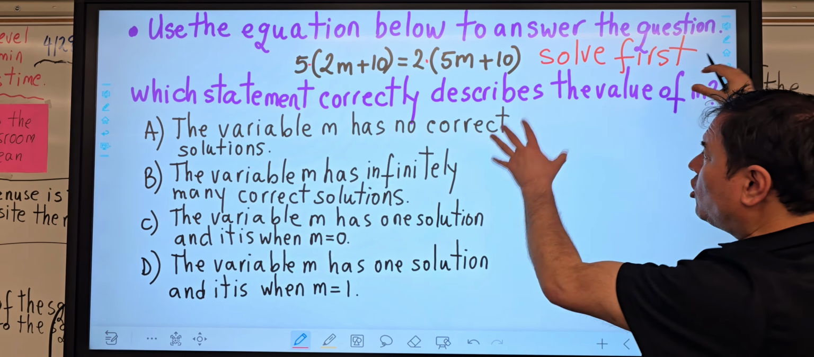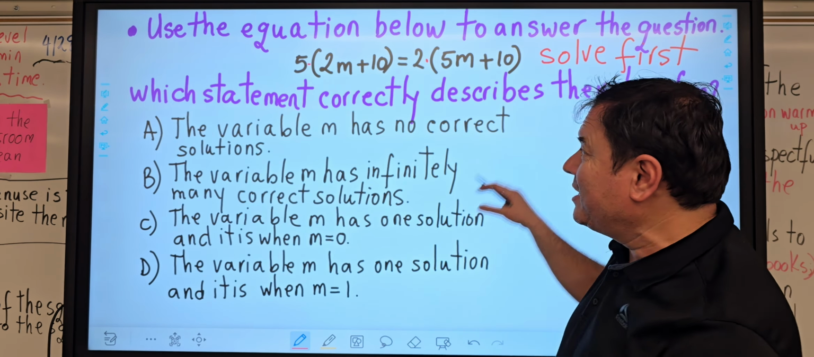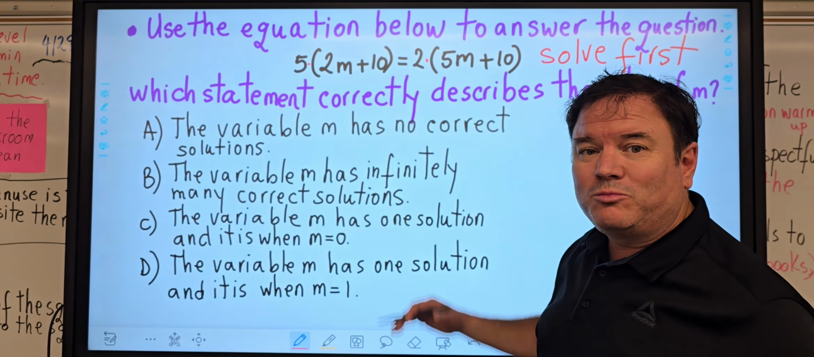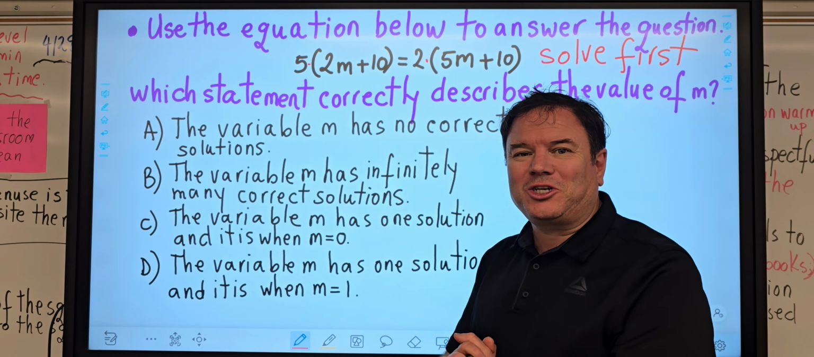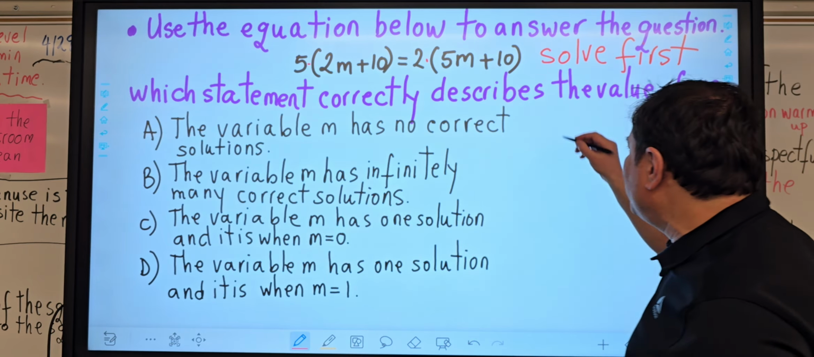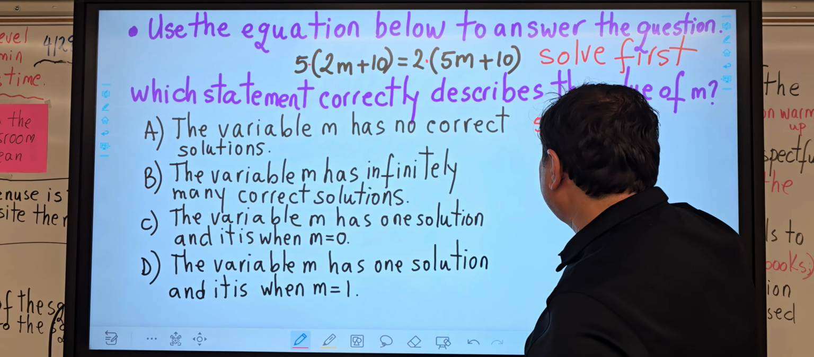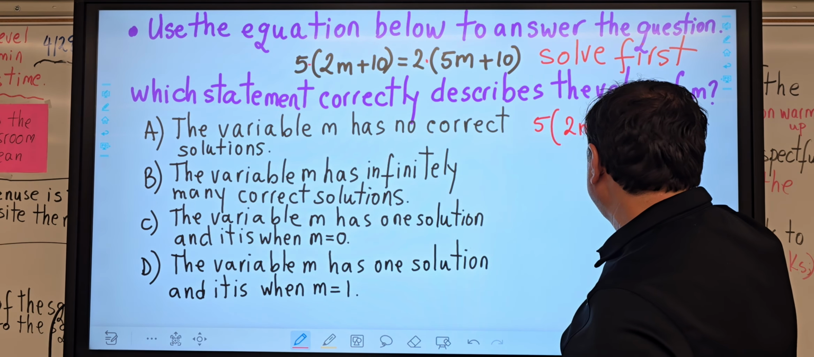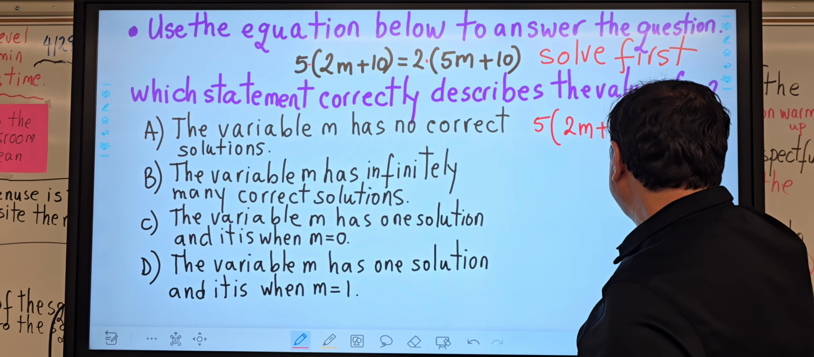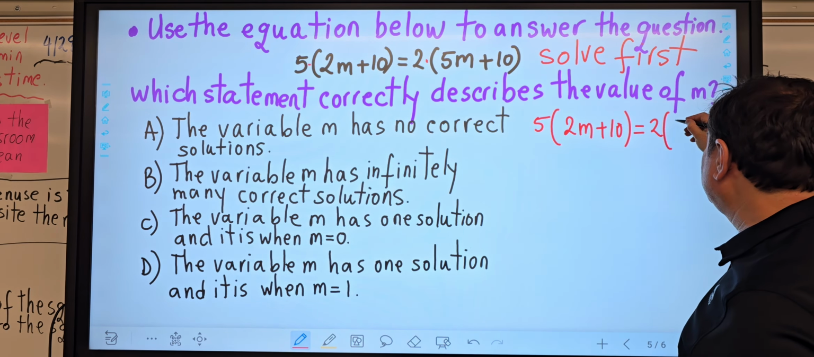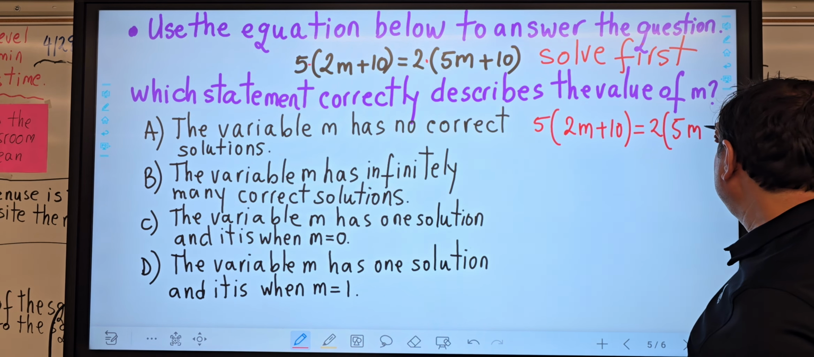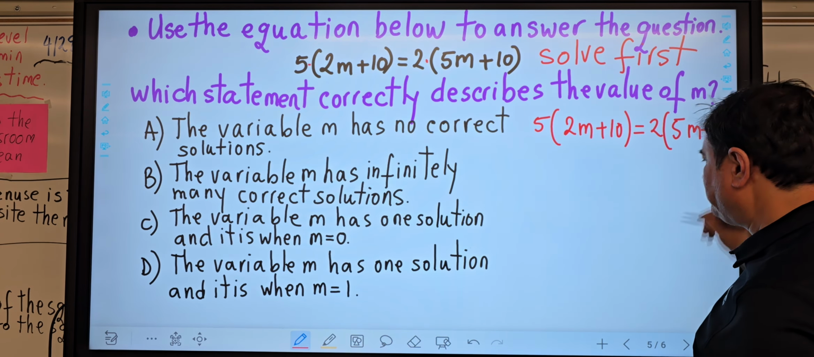And then after you solve it, we are going to interpret the answer and look at these multiple choice answers to see which one is the right answer. Okay, so let's solve this problem. Let's rewrite the problem. 5 times (2m + 10) equals 2 times (5m + 10).